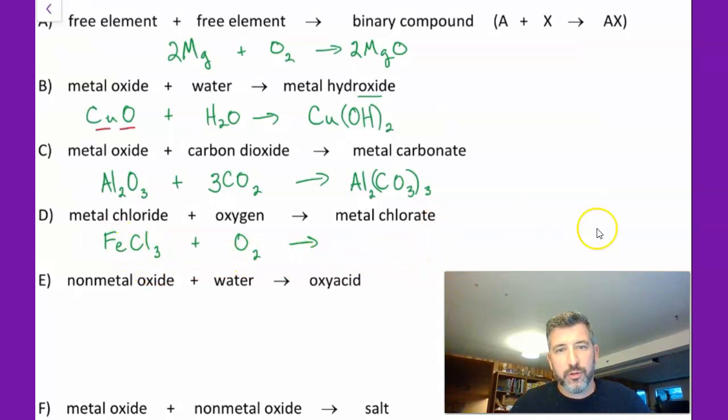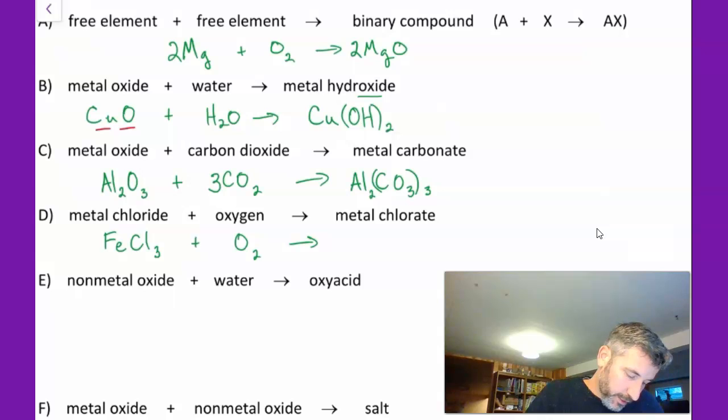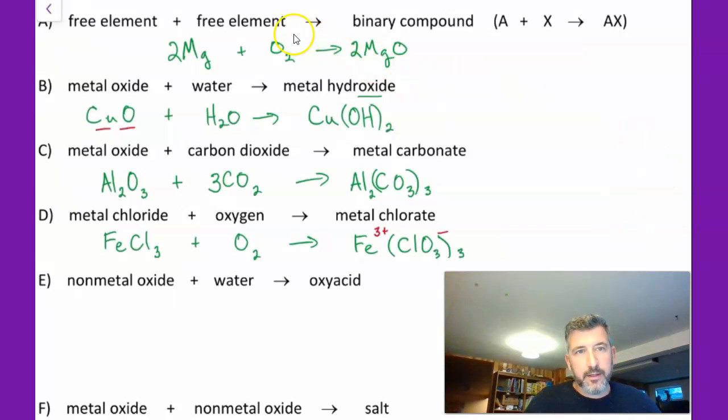It's going to make a metal chlorate. In this case, of course, the metal is iron with a 3 plus charge because that's what it was on the other side. And the chlorate is just the polyatomic ion chlorate, ClO3 with a 1 minus charge. And then you just have to balance the charges. So if I have 3 plus on the iron and 1 minus on the chlorate, I'm going to need 3 chlorates. And then just get rid of the charges.